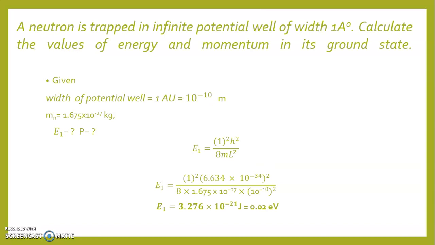Now we'll see the next numerical, that is: neutron is trapped in infinite potential well of width 1 angstrom. So calculate the value of energy and momentum in its ground state. I'm repeating again, neutron is trapped in infinite potential well of width 1 angstrom, and we have to calculate the value of energy and momentum in ground state. So given is width of potential well is 1 angstrom, which is equal to 10 raised to minus 10 meter. Then mass of neutron is given, 1.675 into 10 raised to minus 27 kilogram.